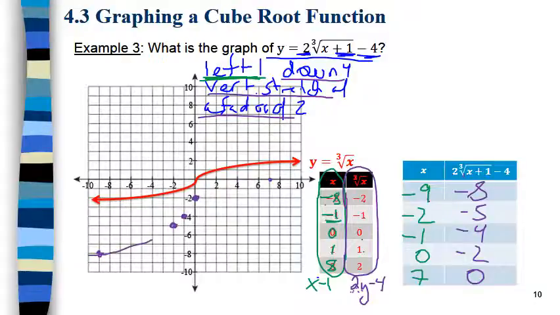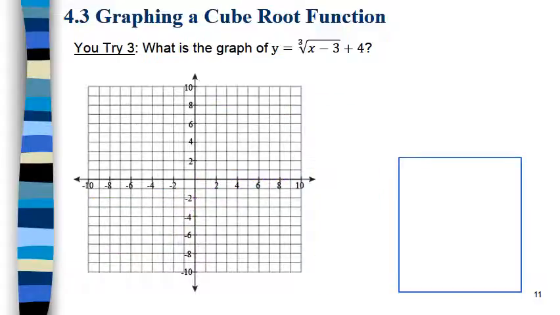And so when we graph this, it looks something like that. And we can confirm, since this is our original center point, we move left 1, down 4, and we vertically stretched it by 2. Okay, I want you to go ahead and try this, so pause the video right now. Welcome back. If you don't want to see the final XY pairs, go ahead and cover up that box.